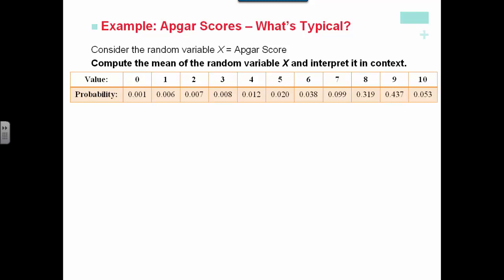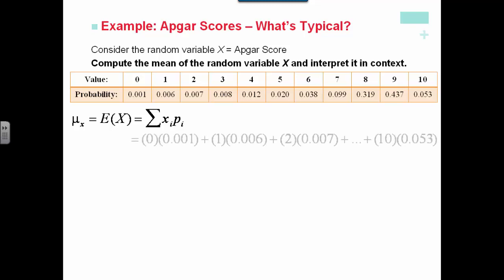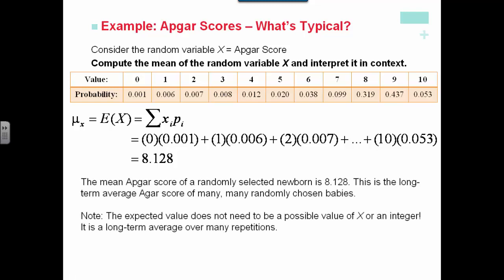Compute the mean of the random variable x and interpret it in context. So we take each value times the probability and add them together. Our total, 8.128. So the mean APGAR score of a randomly selected newborn is 8.128.